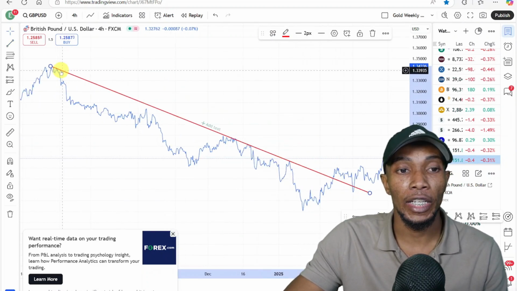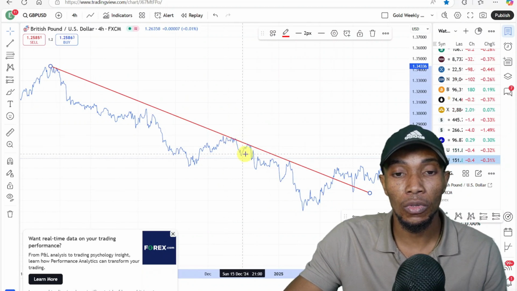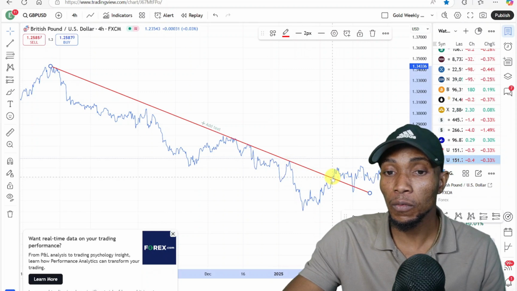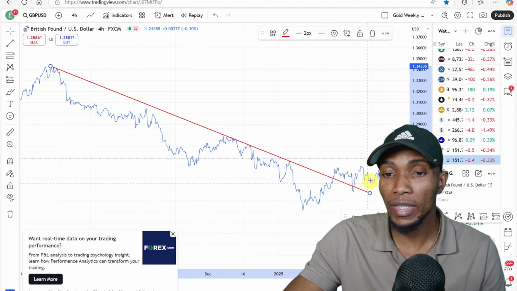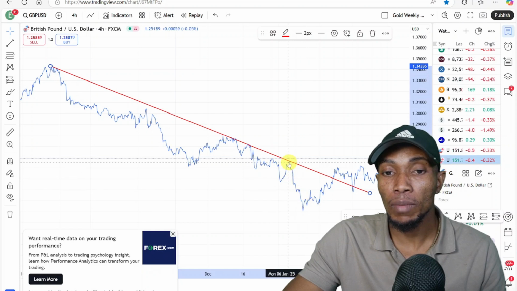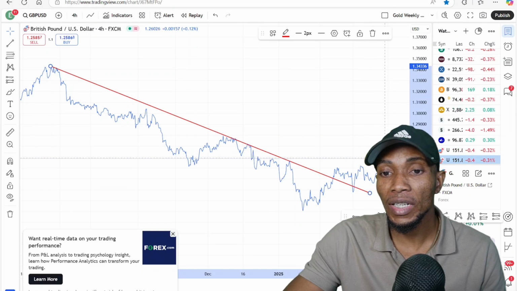Alright, so here we had 1 touch, 2 touch, 3 touch, 4 touch, and then a 5th one that broke it and pushed up, and then we had a break and retest. Now we're technically trending up because we had a low here. Now we broke this lower high, and what's going on now? We have a higher high.